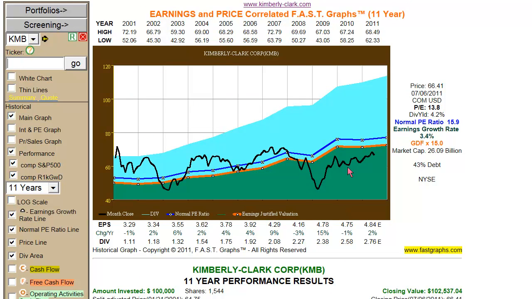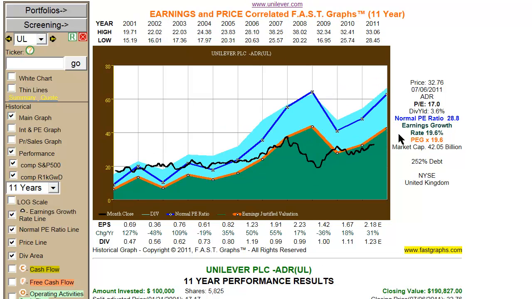But the most important perspective we want to have in each of these examples is how the current price is trading at a historically low valuation, which is why the dividend yield is so high. Moving on to our next example, we're going to look at Unilever ADR.